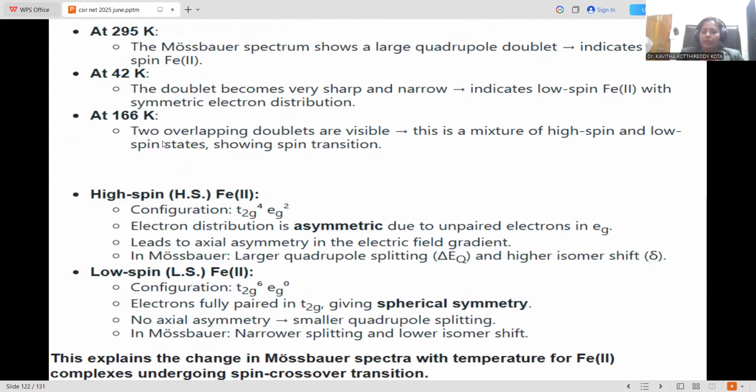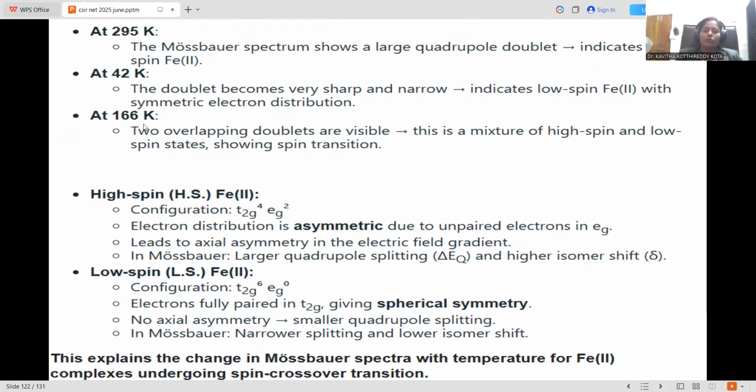If you observe the temperature dependence of the complex's behavior, at 295 Kelvin the Mössbauer spectrum shows the larger quadrupole doublet. That's why high spin Fe2+ is possible at this condition. If you shrink the temperature to an extremely low 4.2 Kelvin, the doublet becomes very short and narrow, indicating low spin Fe2+. The high spin complex is totally converted into the low spin complex at 4.2 Kelvin.